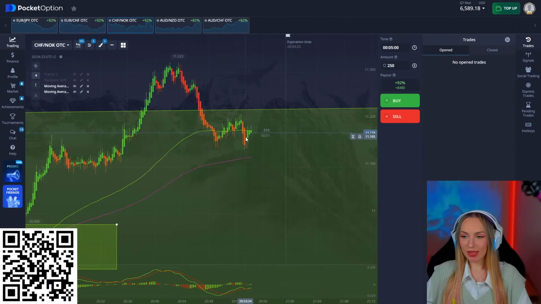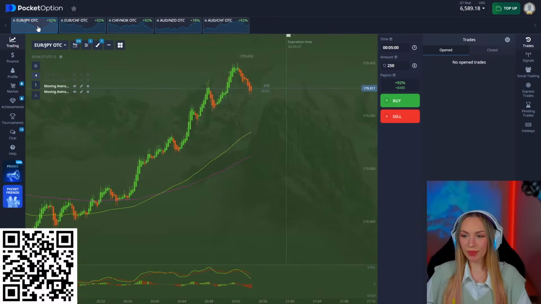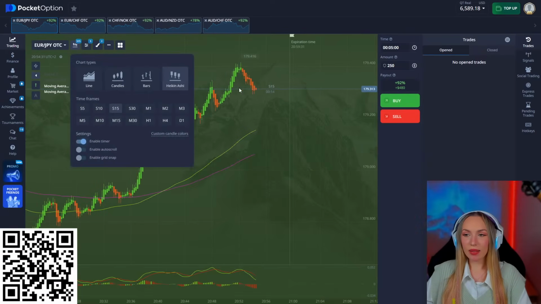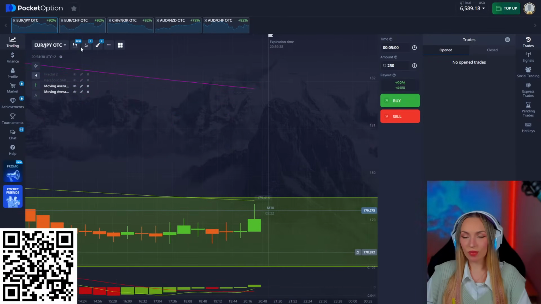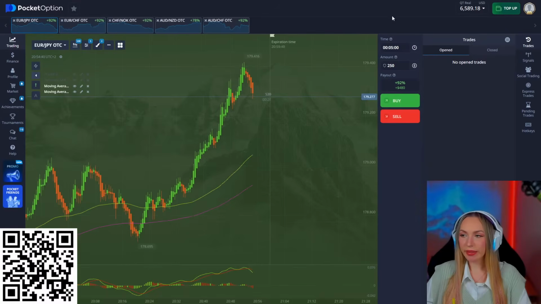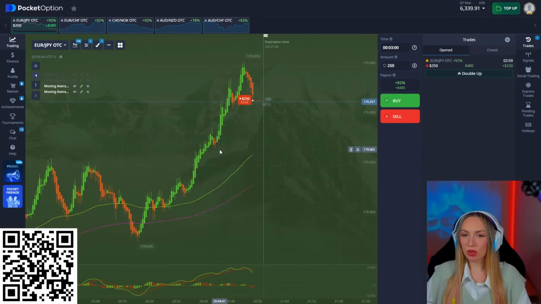And now you see it starts going down. Okay, I will wait more. Euro GPY. What should I do here? Maybe for 3 minutes in the downward direction, Euro GPY, I'm in.